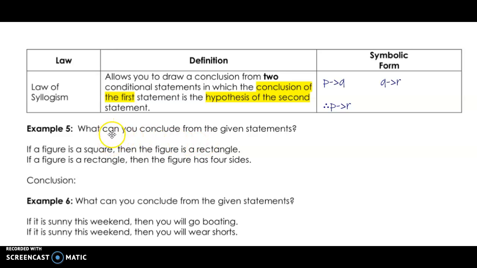This type of reasoning will always have two conditional statements. If a figure is a square, then the figure is a rectangle. If a figure is a rectangle, so it has to match, then the figure has four sides. So therefore, we can cut out this middle piece and say if a figure is a square, then the figure has four sides. And that's the law of syllogism.